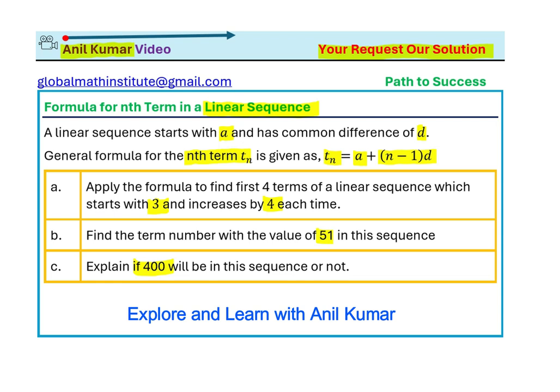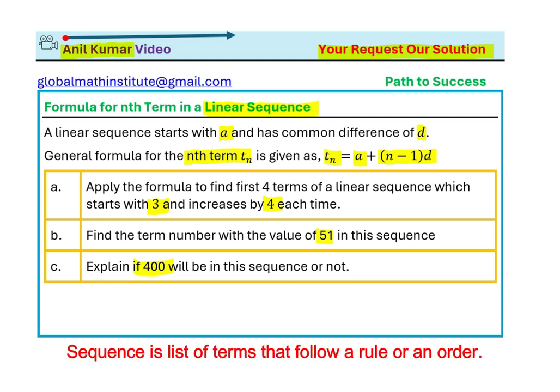So, let's read the question once again and see what we are trying to say. A linear sequence starts with A. So, let's start a sequence with A. A sequence is a list of terms which follow a particular order. It starts with A and has a common difference of D. It means add D each time, right? So the first term is A, the second will be A plus D.